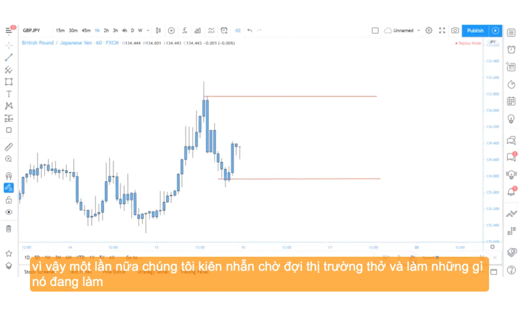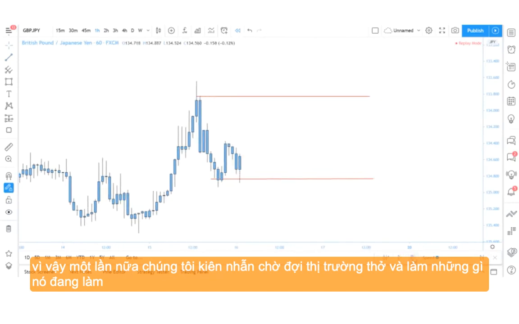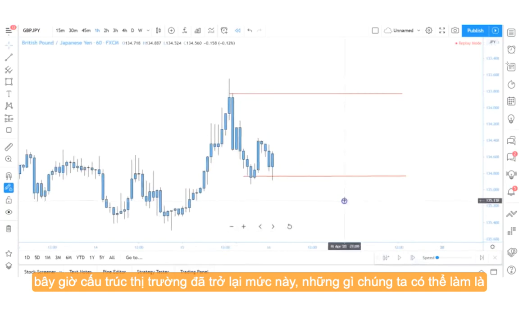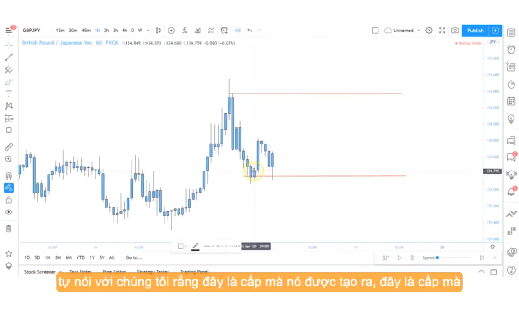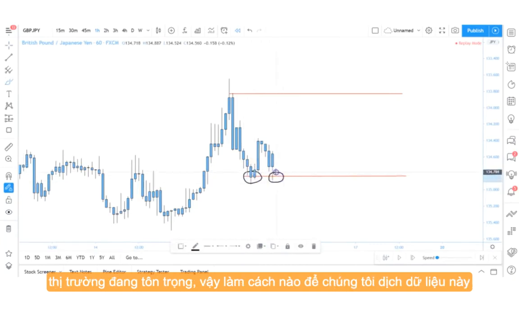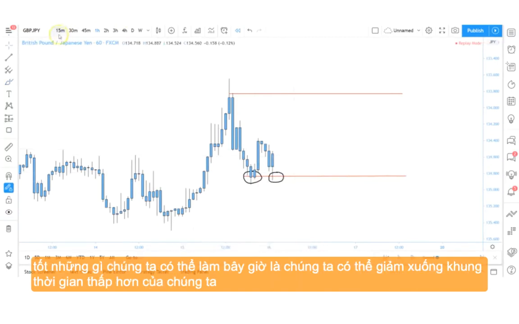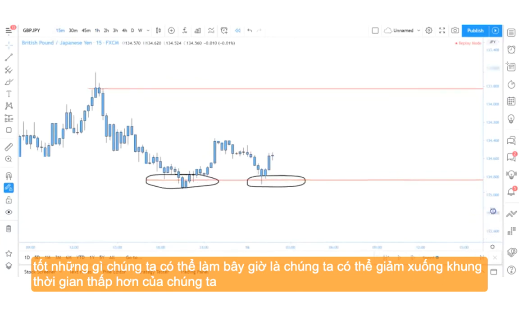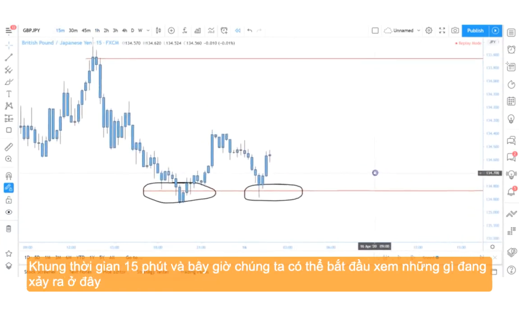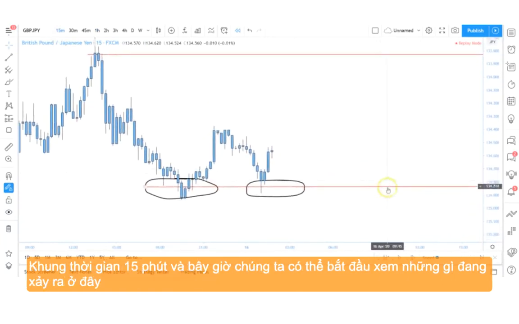So again, we wait patiently for the market to breathe and do what it's doing. Now that the market structure has come back to this level, what we can now do is say to ourselves, this is a level where that was created. This is the level where the market is respecting. So how do we translate this data? Well, what we can do now is go down to our lower time frame, which is our 15-minute time frame, and we can now start to see what is happening over here.